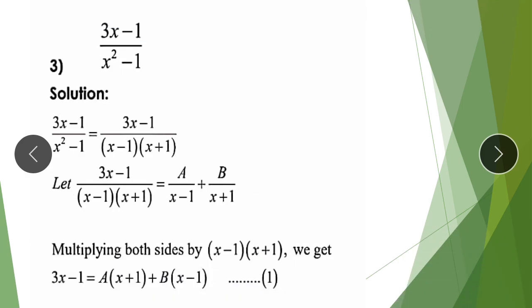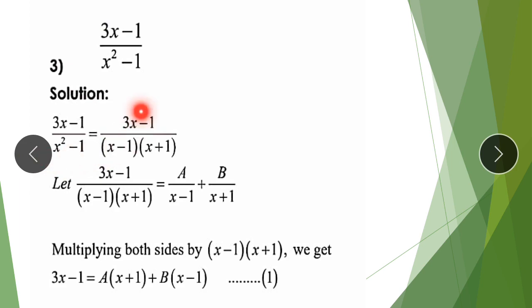Let's go with question number 3 now. Question number 2 is similar to the first part. Now here we have this resultant fraction, and we are supposed to find the partial fractions of this. As I told you, if the denominator is not factorized, we have to factorize it. Besides this, we have to see whether it is an improper or proper fraction. As the numerator is less, it is a proper fraction.